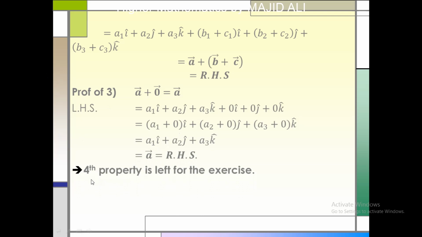We are leaving the fourth property, which is vector a plus negative vector of b, which is equal to the 0 vector, for the exercise.